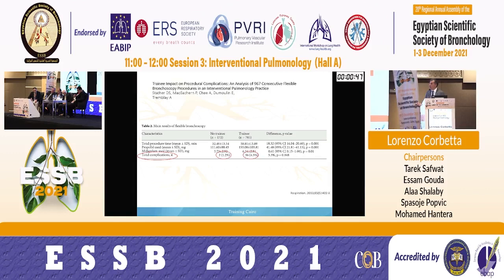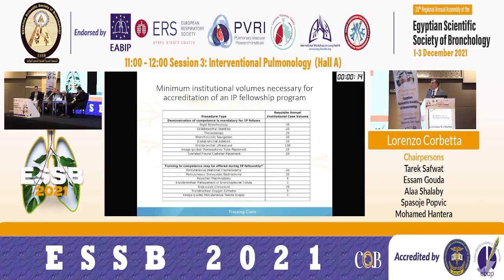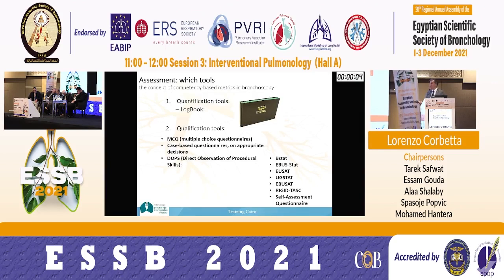The problem is when we have to go to the supervised practice, because a study demonstrated that in the hospital where there is a training center, the complications increase in comparison to the hospital where there is no training. So we need to solve this problem of insurance, for example, for the participants, for the trainees. At the end, the assessment is very important. The quantification tools like the pilot are important but not sufficient. This is what is required by the American Academy to be considered competent, but not only, because we also need qualification tools. We use, for example, the BSTAT.